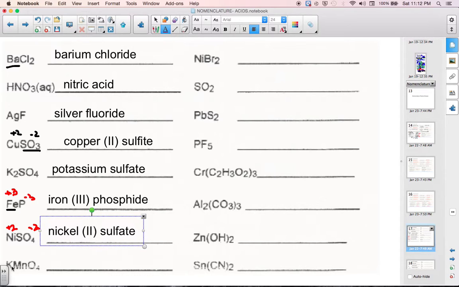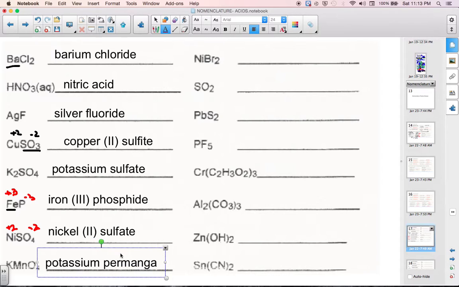Next one is KMnO4. I know potassium can only be one oxidation state, so I put potassium. MnO4, if I look at the back of the periodic table, I know that this is called permanganate. Okay.